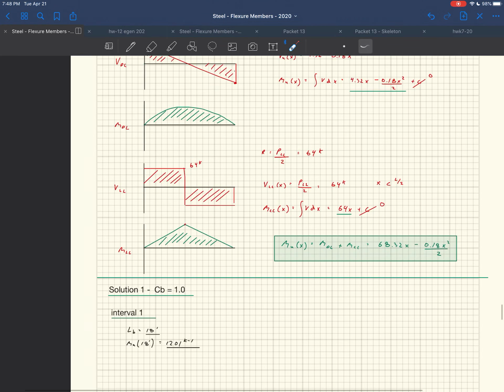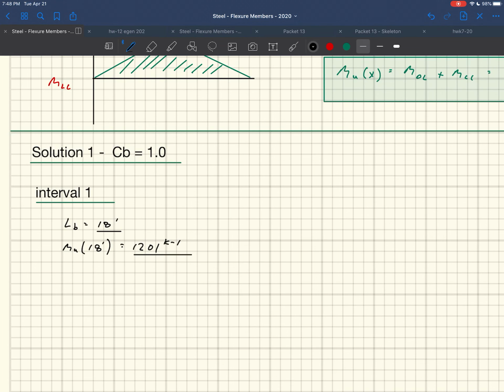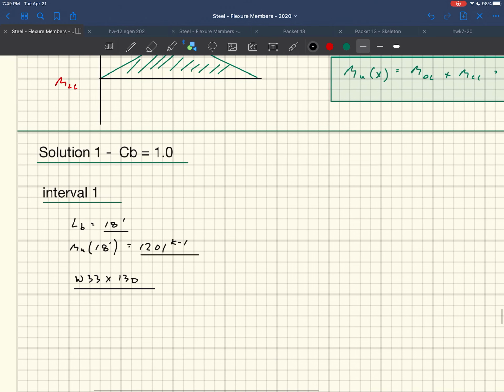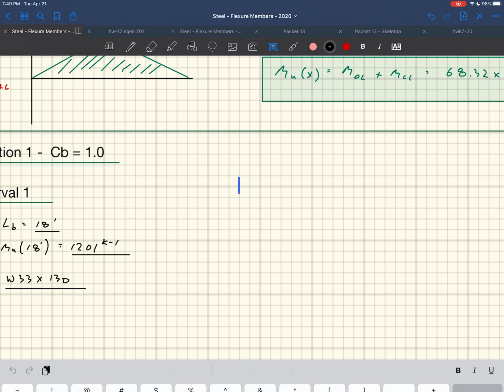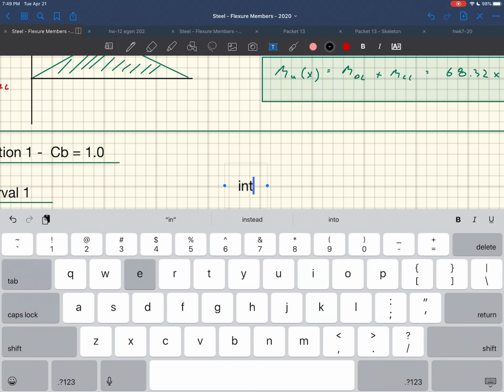So we jump back up and let's just write that down. This tells us that a W33x130 would work. We don't have to check that versus Mp, the plastic moment capacity, because we did not do any adjustments for CB, since we said CB was equal to 1. So according to this design, interval 1 would need a W33x130. We're done with that one, so we come over and do interval 2.